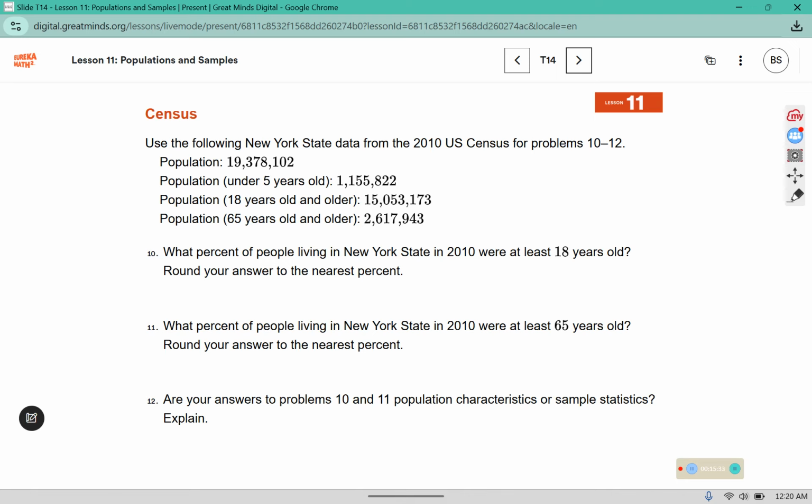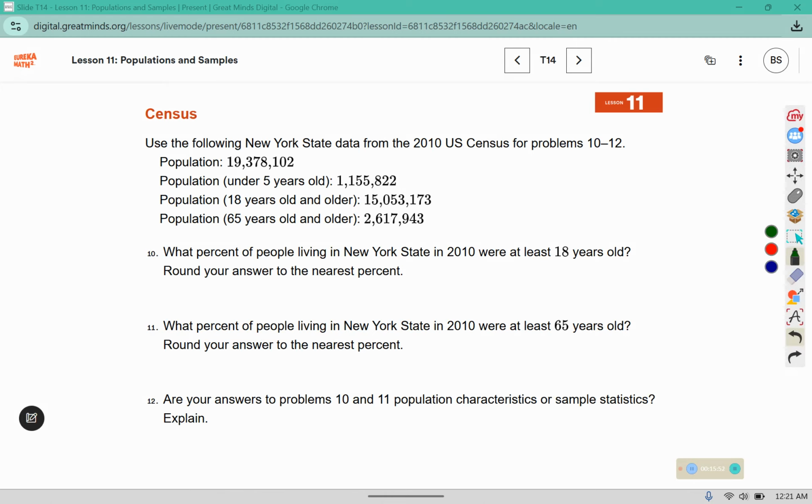Number 10 says, what percent of people living in New York State in 2010 were at least 18 years old? Round your answer to the nearest percent. So 18 and older and 65 years and older.